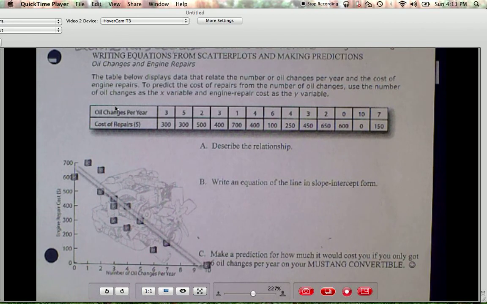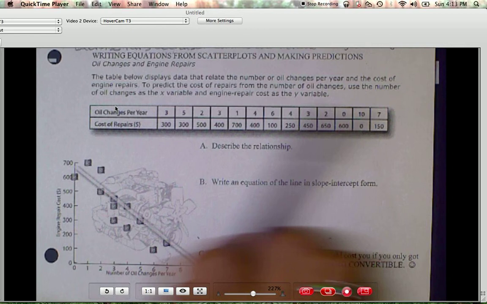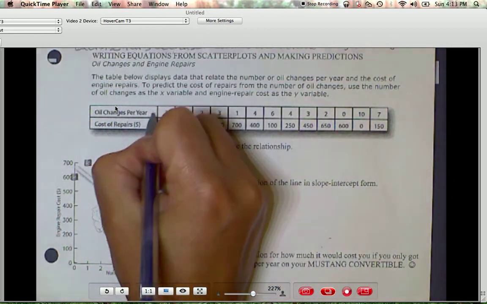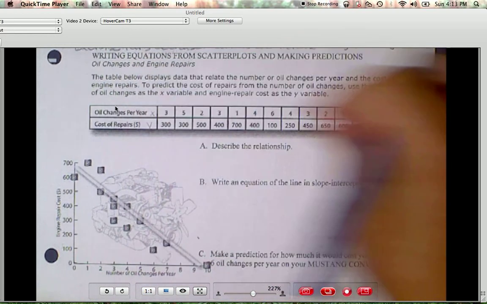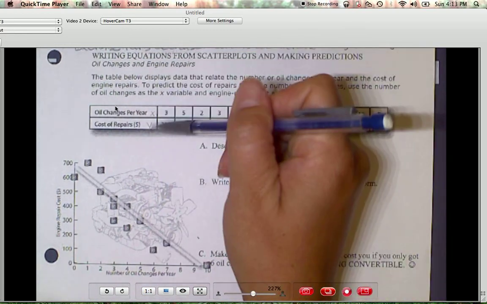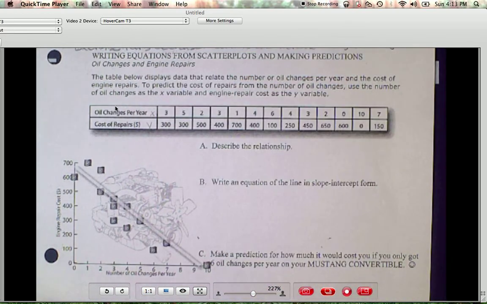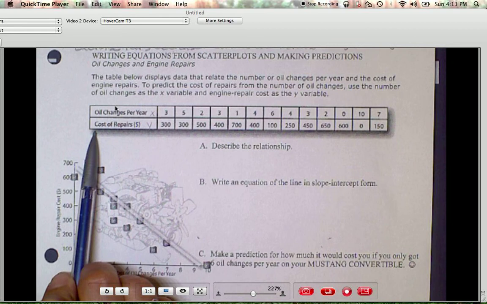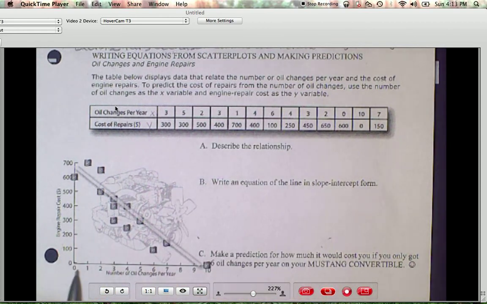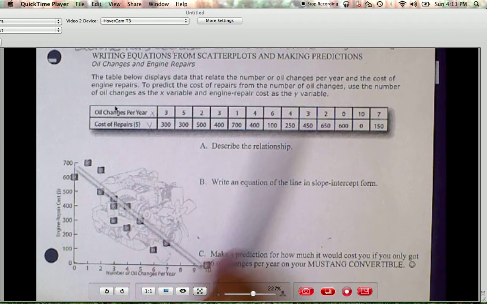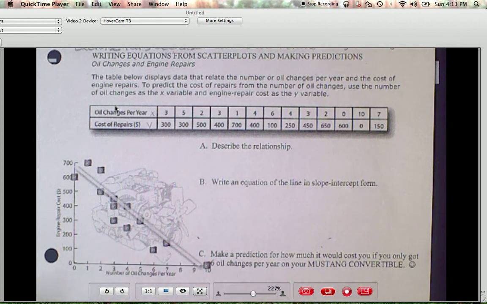So we have these data values. This is our X variable, this is our Y variable. And usually when they give you a horizontal chart like this, the top one is your X and the bottom one is your Y. And they've even plotted it for us. So this is oil changes per year. It goes on the x-axis. Cost of repairs goes on the y-axis. And then they've labeled the axes and plotted these points for us. They even drew a line of best fit.